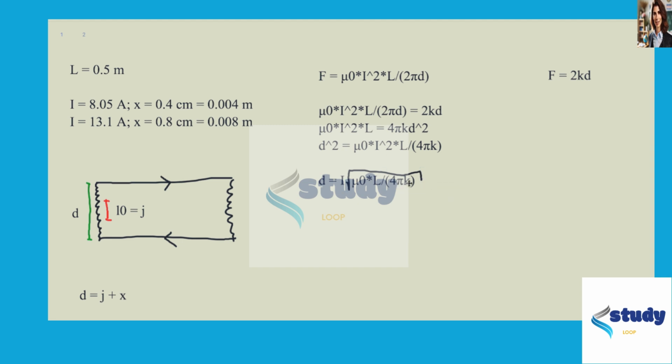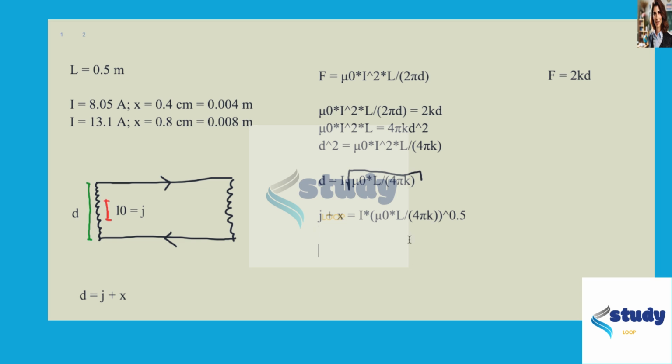So now that we have this, remember that our d is equal to j plus x, and we want to solve for j. J is our L naught here. So I'm going to put in j plus x for d, and that's equal to I times this. And at this point, I'm just going to use the power of 1/2 instead of writing out the whole square root sign. Taking the square root is equal to raising to a power of 1/2. So I'm just going to write it like this.